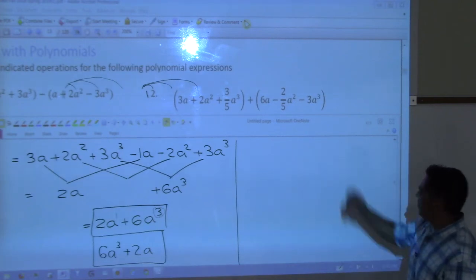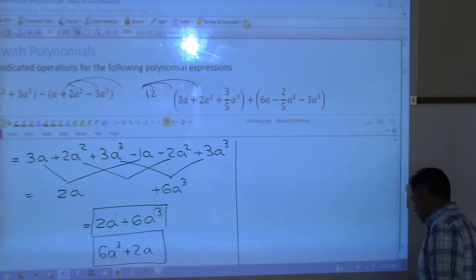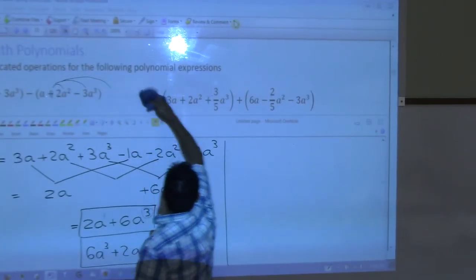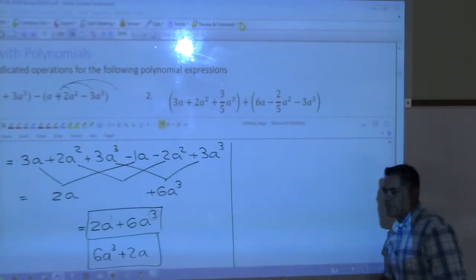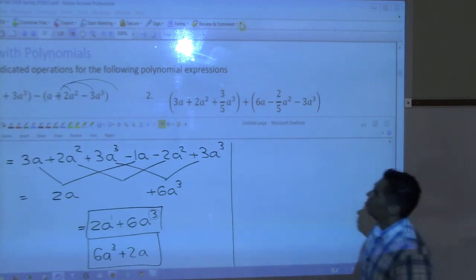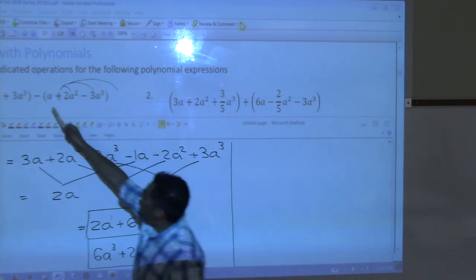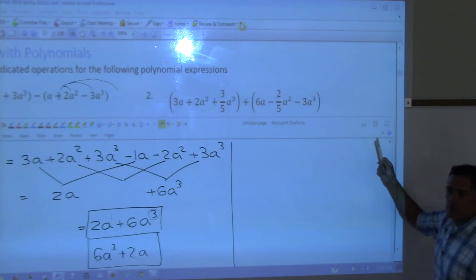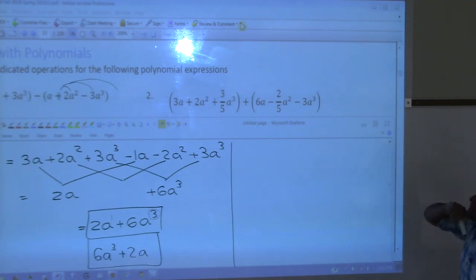All right, so what about on the second one here? Timothy, on the second one, removing the parentheses, am I going to have to worry about any changing of signs here? Like on that one, we had a minus that had to go through, right? Here, do we have a minus that has to go through? No, we don't, right?